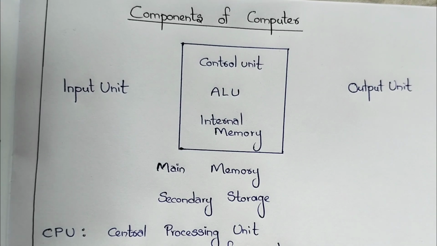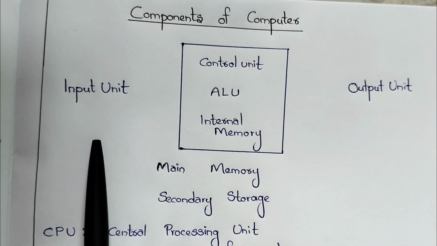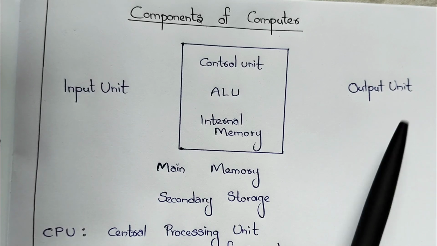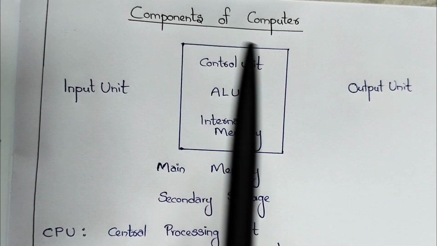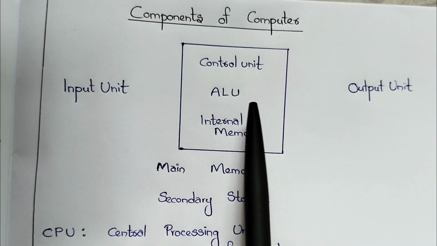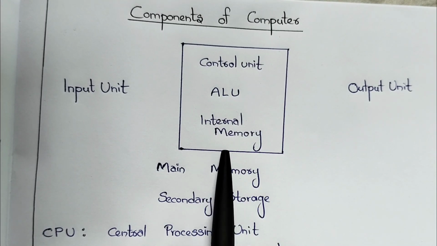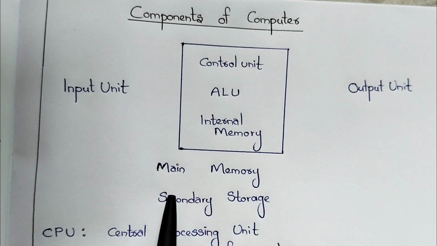Components of computer. So there are input devices, there are output devices, and then this is CPU. CPU has control unit, ALU, and memory unit or internal memory. And in these components of computer we are also going to learn main memory and secondary storage. So let us start.